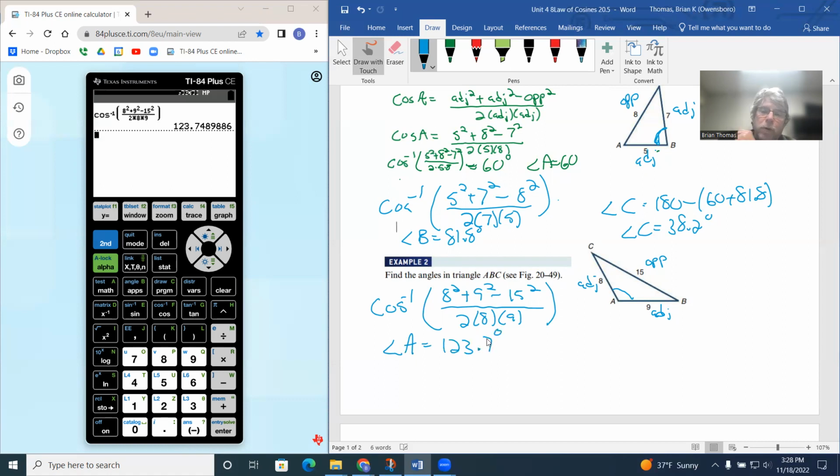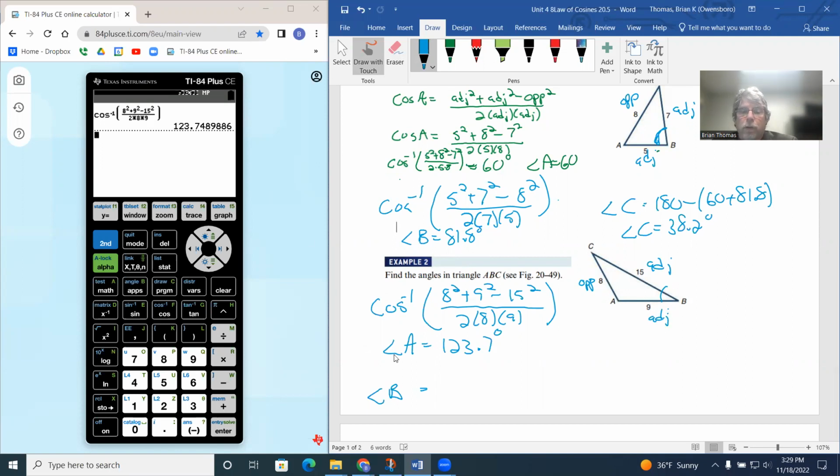I'm feeling pretty good about that because angle A looks like it's an obtuse angle. So if I want to find angle B, I have to reload my triangle. That's where pencil, paper, and eraser come in really handy, so I don't have to draw the whole shape over. We now can focus on angle B. If I do angle B, this becomes the opposite over here, and this becomes the adjacent, and this becomes the adjacent.